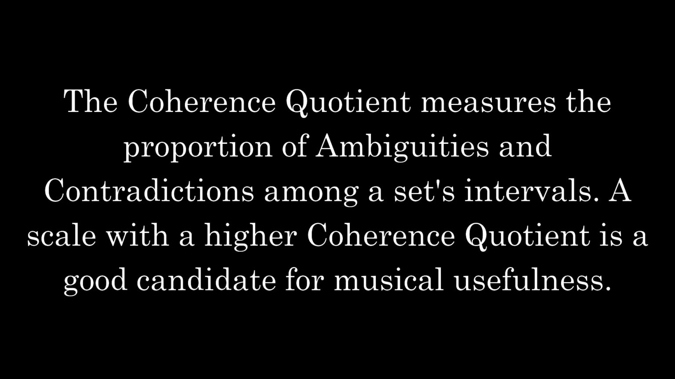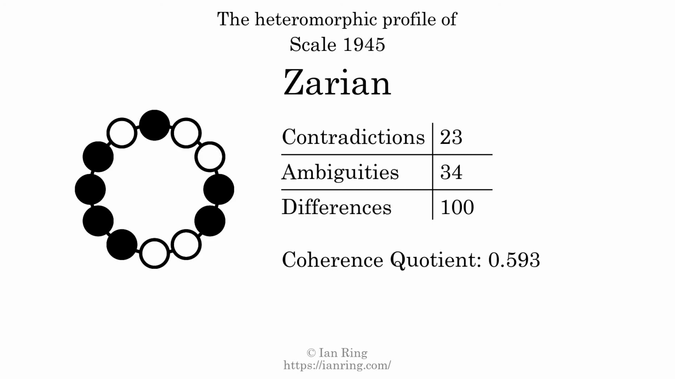The coherence quotient measures the proportion of ambiguities and contradictions among a set's intervals. A scale with a higher coherence quotient is a good candidate for musical usefulness. The coherence quotient is 0.593.